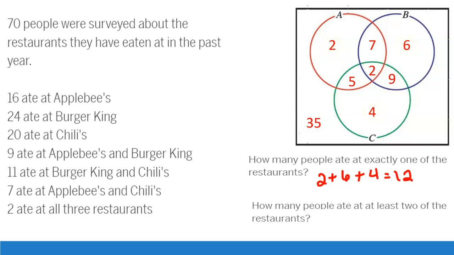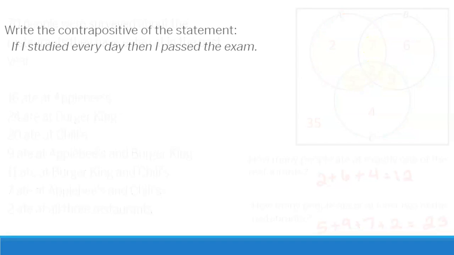And for the second question, how many people ate at least 2 of the restaurants? We need to find every part of the diagram where 2 circles are crossing. That's the 5, the 9, and the 7. And because it says at least 2, that also includes where 3 circles cross, which is the 2. And if we add those numbers together, we get 23 people.